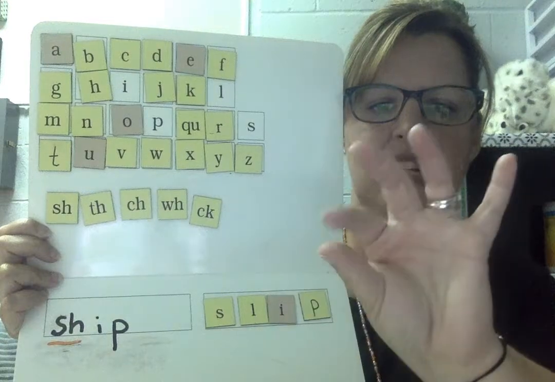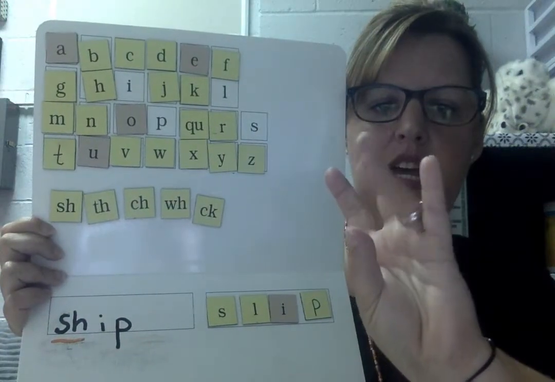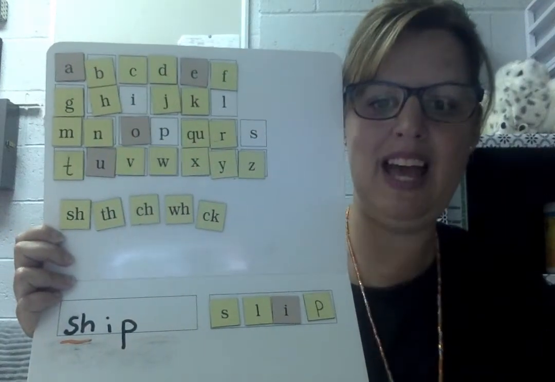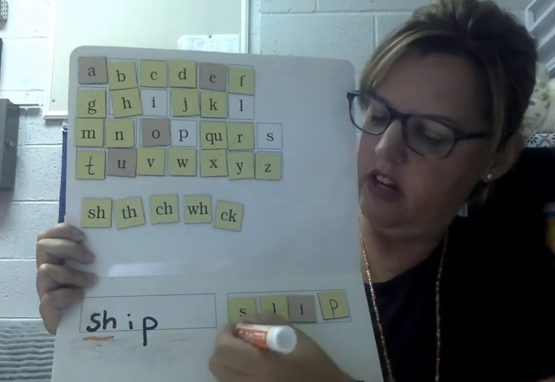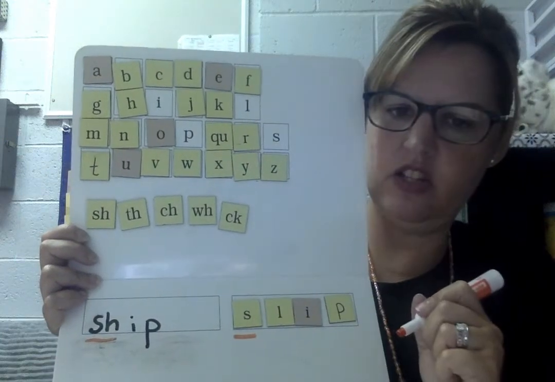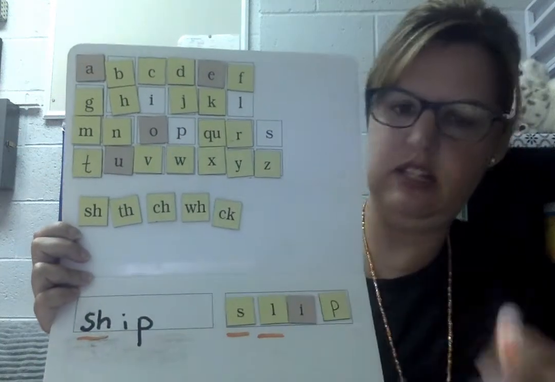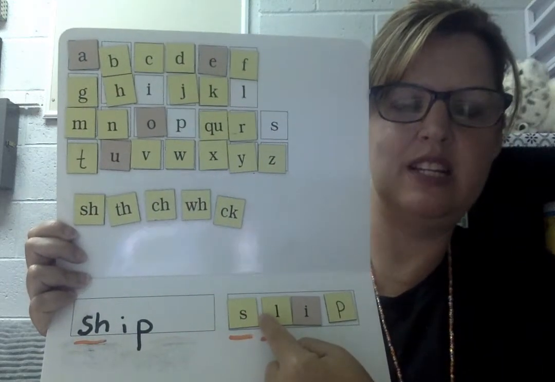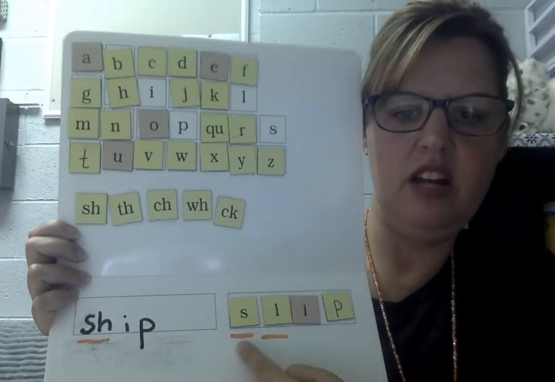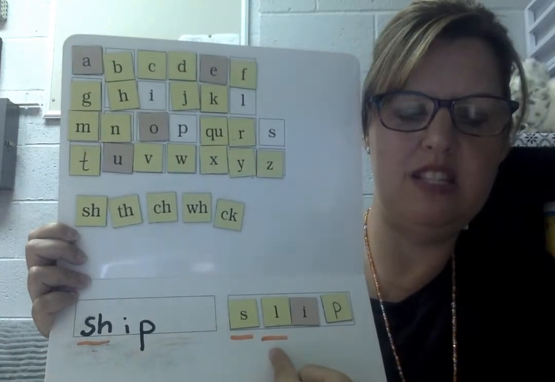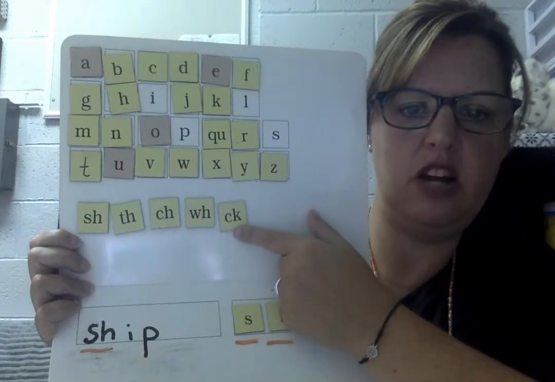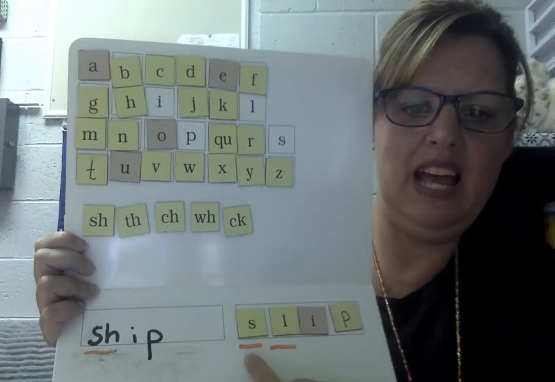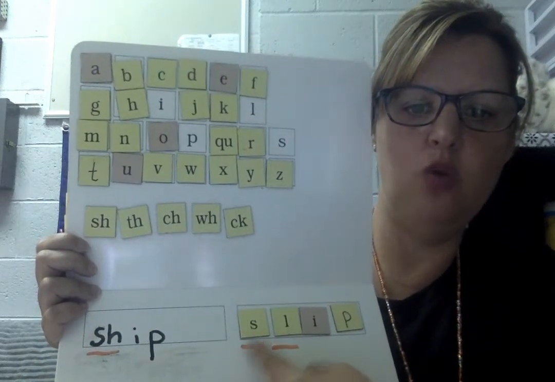So let's do that again. S, L, I, P, slip. Now the way we're going to mark a blend, when we have 2 consonants together, the S is going to get its own line, and the L is going to get its own line. This tells me that although they work together, they blend their sounds together, they each have their own sound. They're different than a digraph. Remember, digraphs are on the same tile because they only make one sound. A blend, each letter makes its own sound.